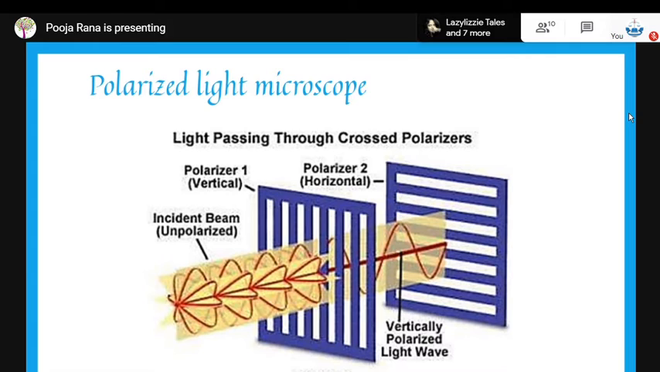As we were talking about the polarized light microscope, this instrument is designed to observe the specimens which are visible primarily because of their optically anisotropic character. So these compounds must have chirality in them. I will type the word over here in the message section. You can see.